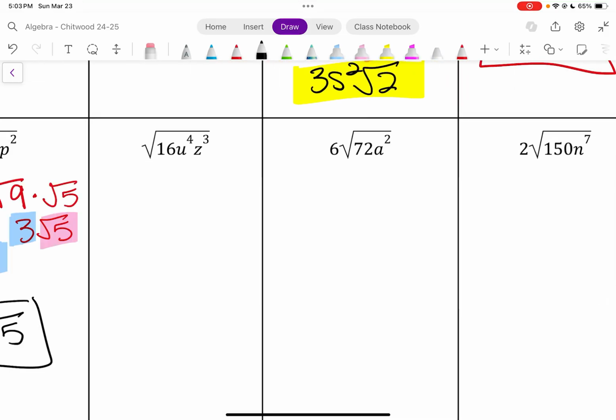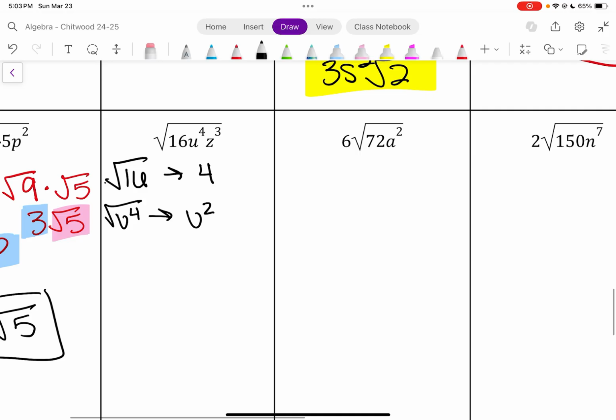Next one, same idea, we're going to break it up. I have the square root of 16, which will give me 4. Now what happens if you have two different variables, like you have one letter and a different letter? You want to break those up the same way as well. So I want to write u to the power of 4. It's an even exponent, so I'm going to divide it by 2 and get u squared. Then I have the square root of z to the power of 3. That is an odd exponent, so I have to break it up into one even, one odd, which will give me the square root of z squared times the square root of z.